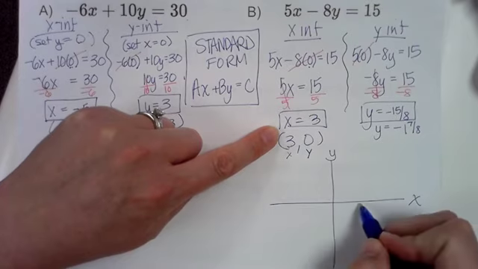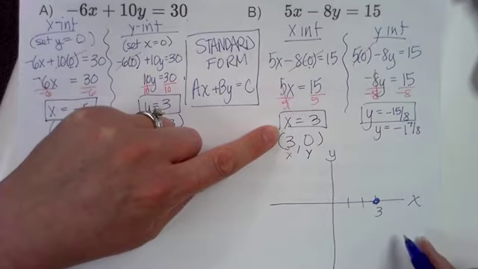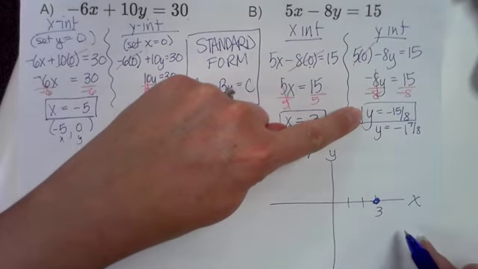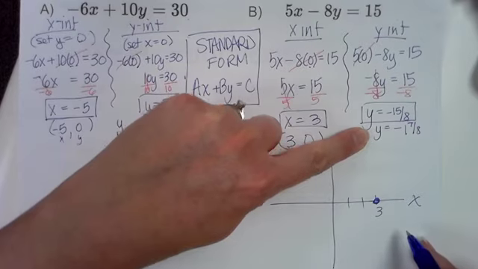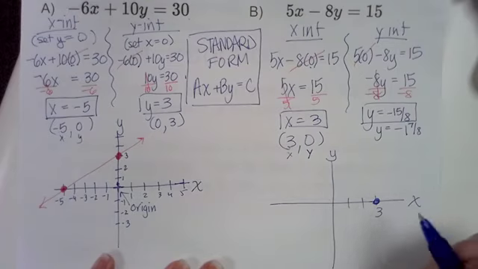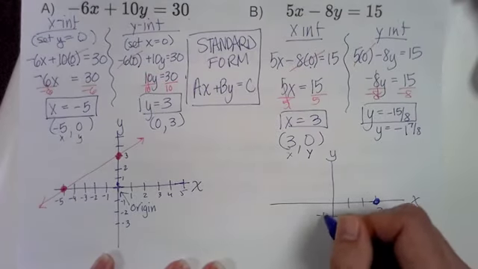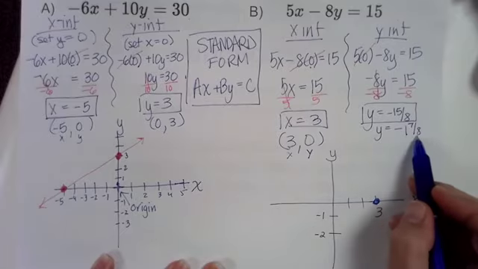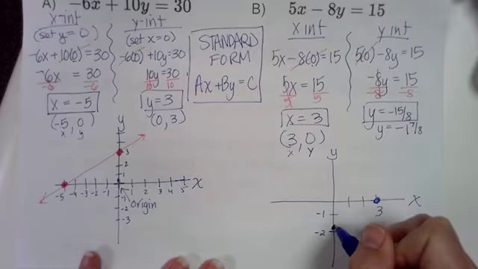To the right. It's here at 3. 1, 2, 3. 3, 0. And then here we have our y-intercept at -1 and 7/8. Is that up or down? Downward. Okay, so -1, -2. Where's -1 and 7/8? Just above 2. Yeah, very close to -2.